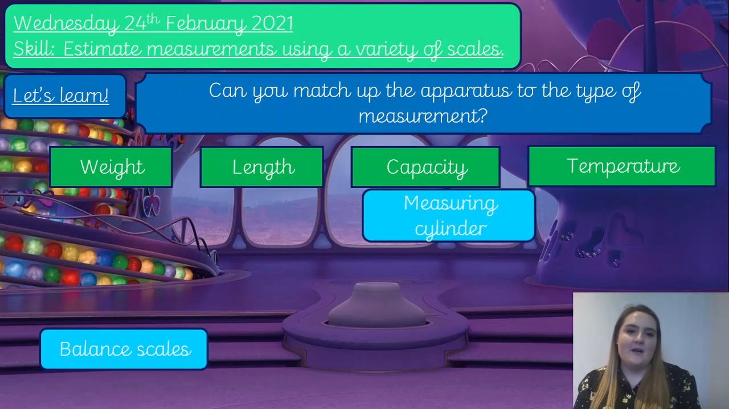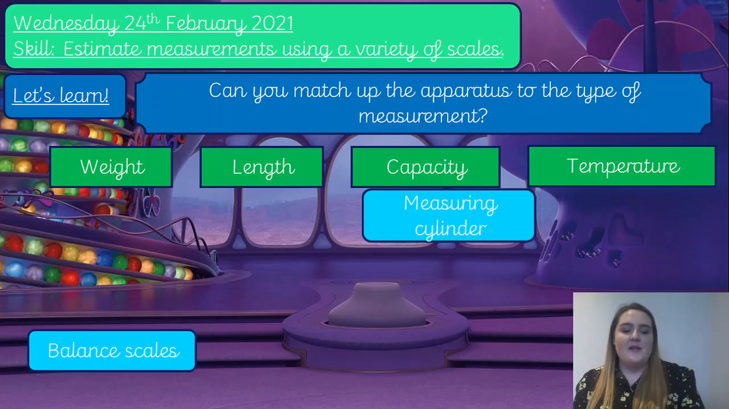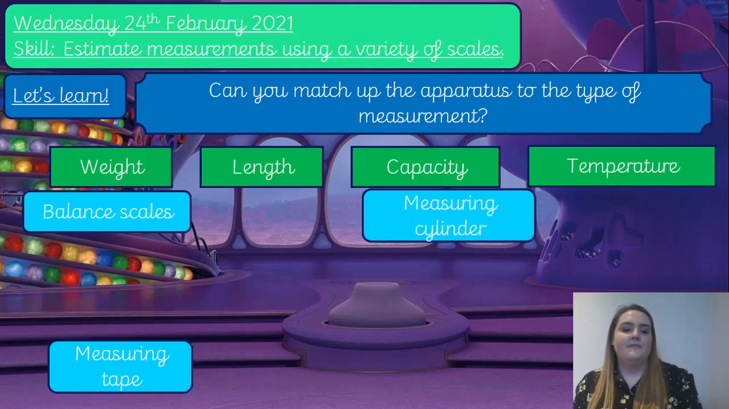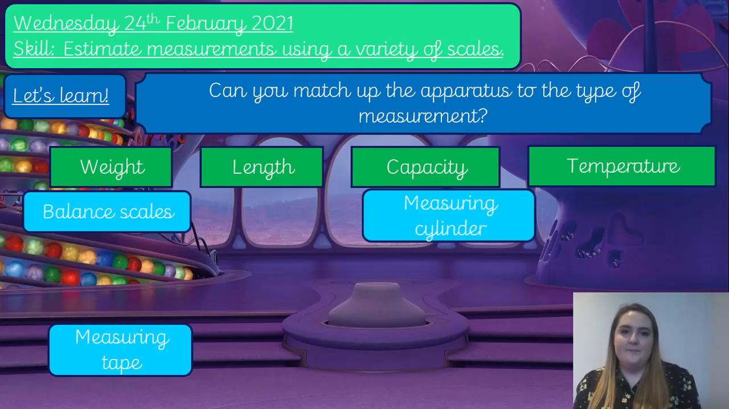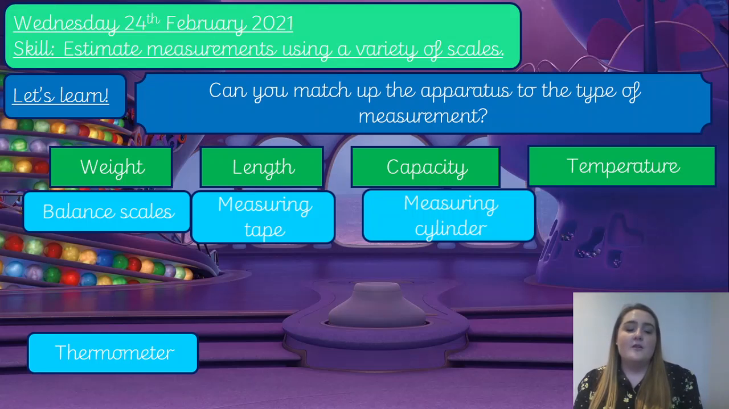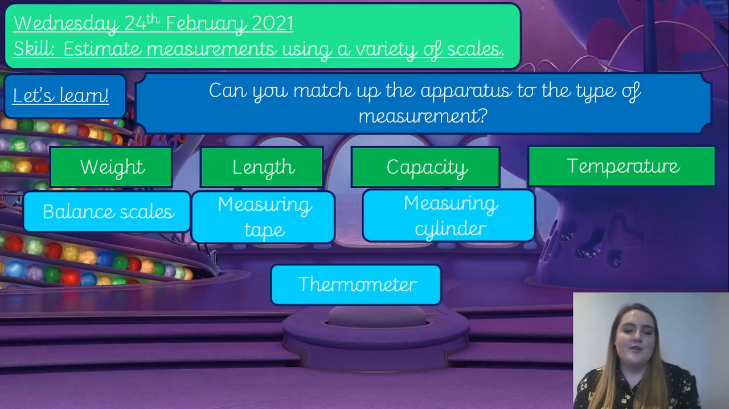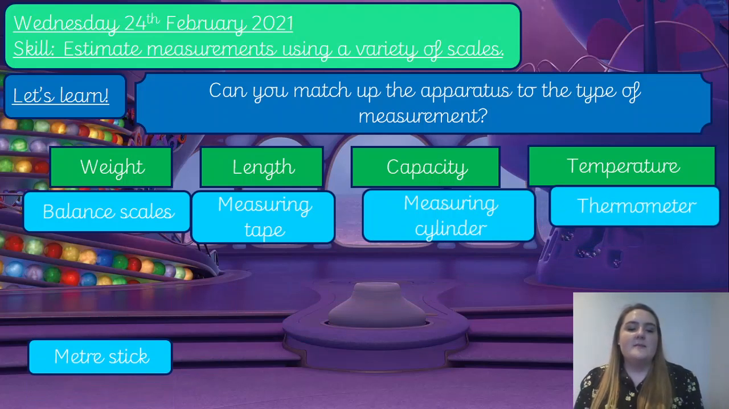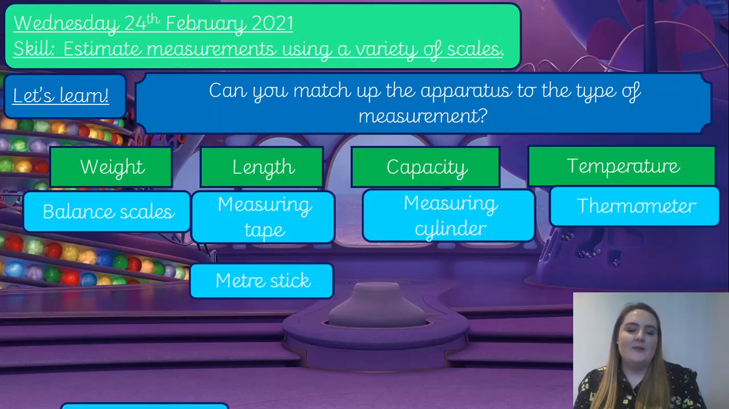What about balance scales? What do we use it to measure: weight, length, capacity or temperature? What do you think? Well done, we use it to measure weight. Measuring tape, what about this one then? Excellent, we use a measuring tape to measure length. A thermometer, what do we think? Excellent, temperature. What about this one then, a meter stick? Do we use this for weight, length, capacity or temperature? Brilliant, Year 2, we use it to measure length.